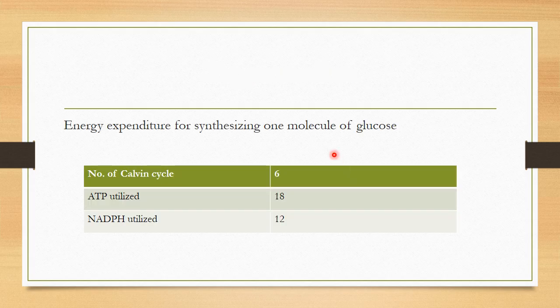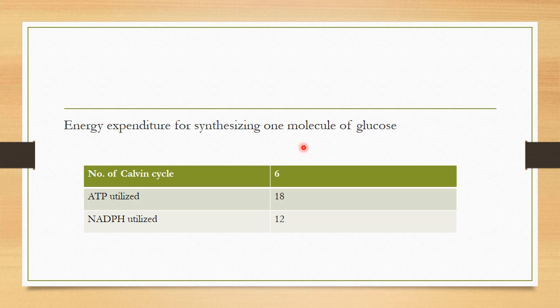The last and very important part of the Calvin cycle is the energy expenditure for synthesizing one molecule of glucose. What was the main objective of the Calvin cycle? To synthesize the glucose molecule. I've already told you that one molecule of G3P, glyceraldehyde 3-phosphate, which leaves the Calvin cycle, is utilized for the formation of glucose. That is why it leaves the Calvin cycle.